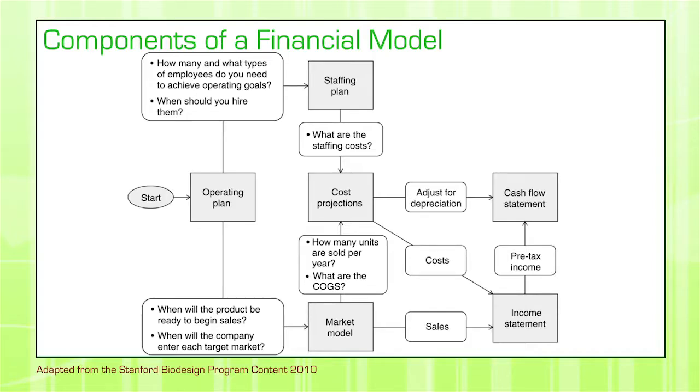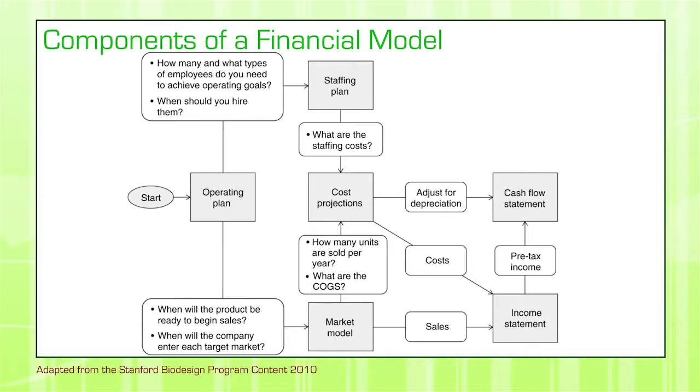After doing the operating plan, you should also ask yourself, when will the product be ready to begin sales, and when will my company want to enter the target market? As always, the market defines the dynamics of the company and the strategic focus that it should have in terms of time, funding, and operations. Those two questions define what we know as the market model. Having the staffing plan and the market model is an input for the cost projections, because depending on the amount of employees and operations that you want to have, and also the market dynamics, that's going to define your costs.